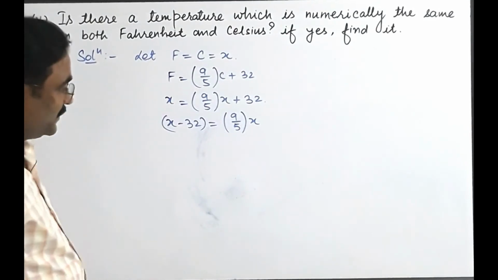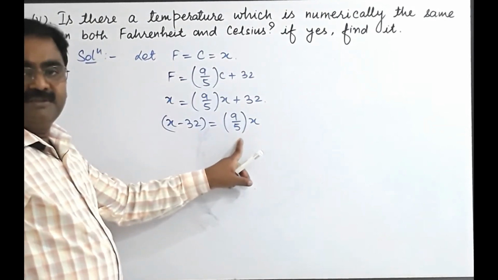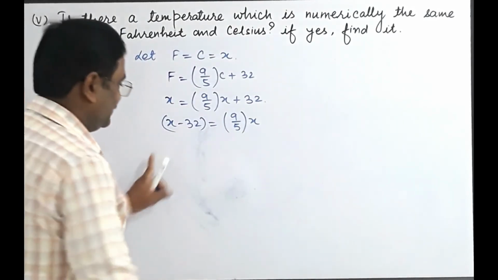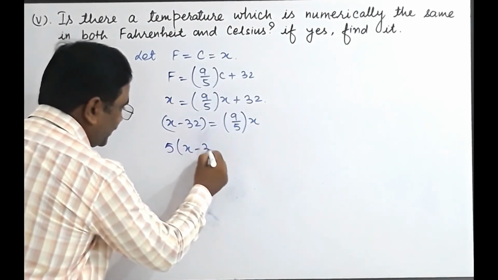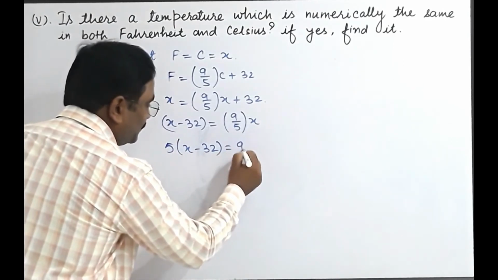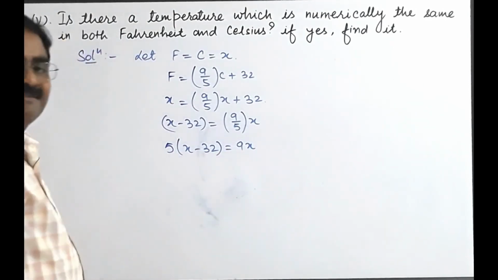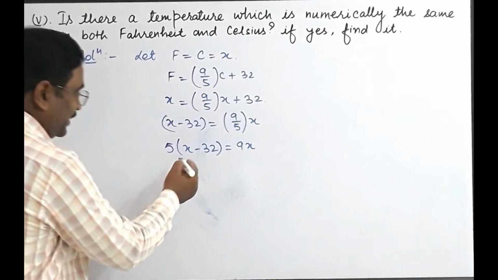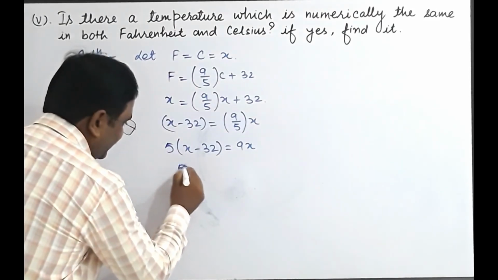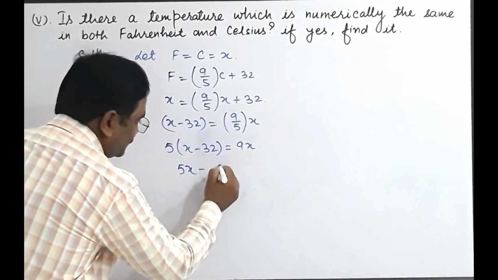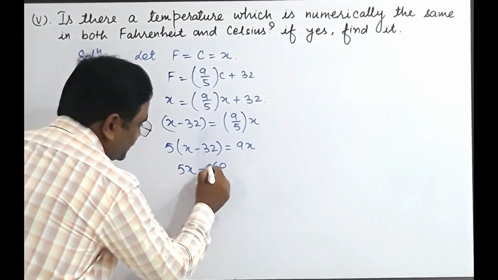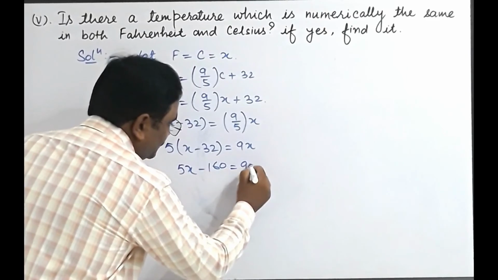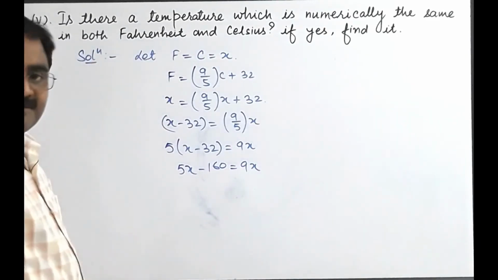Let us solve. 5 is divided over here, it is multiplied on this side. So it can be written as 5 into X minus 32 equals to 9 of X. Multiplied by 5, you will get 5X minus 5 2s are 10, 5 3s are 15, so 160 equals to 9X. Right?